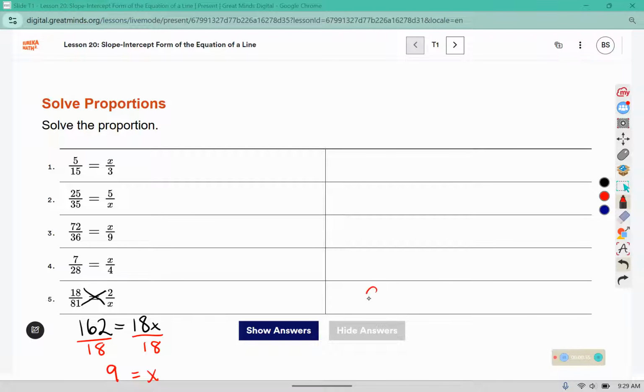So here we have 9 for our x value. You can cross multiply here. You'd get 28x, since 7 times 4 is 28, and then solve it for x.